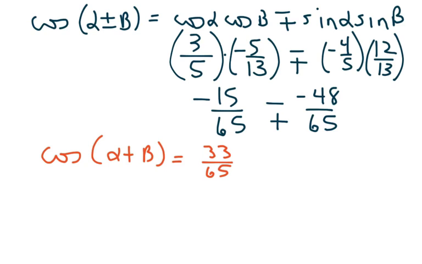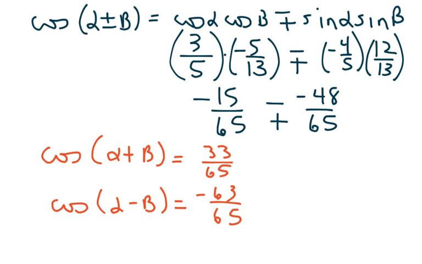So we have cosine of alpha plus beta is going to be 33/65, and cosine of alpha minus beta equals plus a negative, that's going to be 63. So negative 63/65. I'm going to stop real quick and write these numbers down.